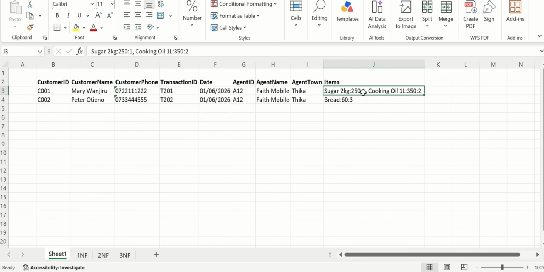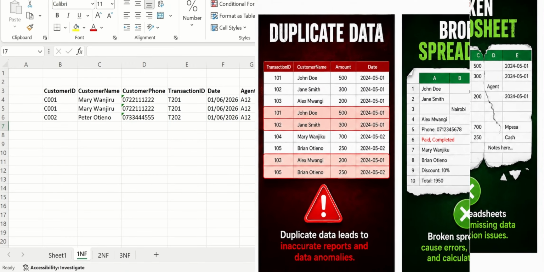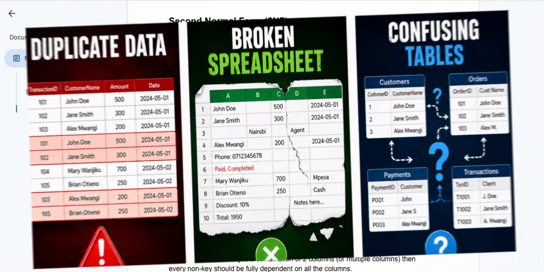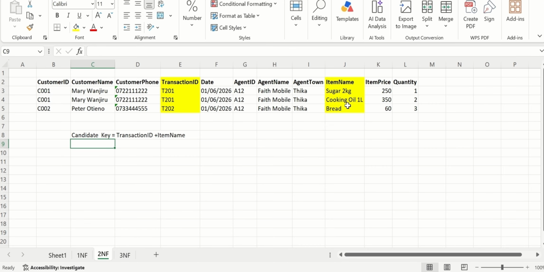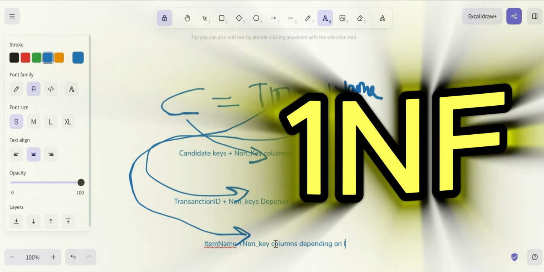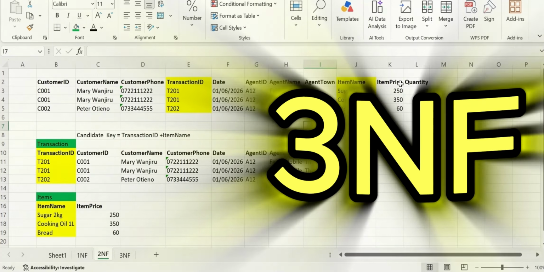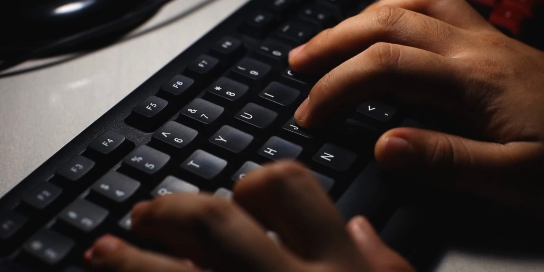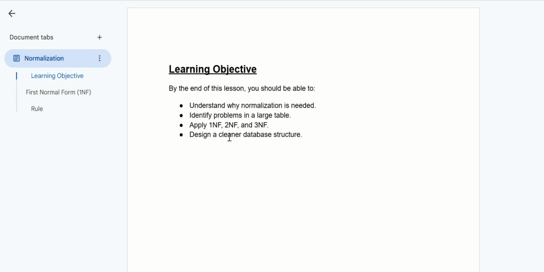If you've ever dealt with duplicate data, a broken spreadsheet, or confusing tables, you've already experienced why normalization matters. Today, we will fix that by designing a real M-Pesa style database from scratch and applying the first normal form, second normal form, and third normal form in a practical way. Okay, so let's get started.